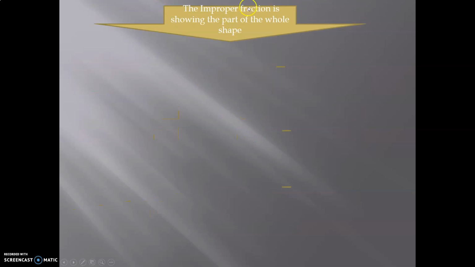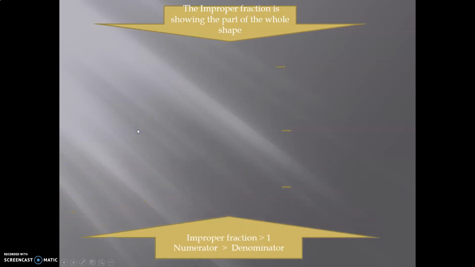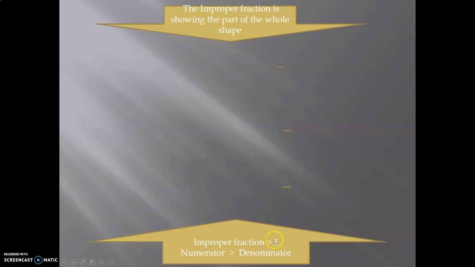The improper fraction is showing more than the whole shape. The improper fraction is greater than 1. The numerator is greater than the denominator. Miss Sarah, I don't understand. I need to see pictures. Yes, look at this picture.